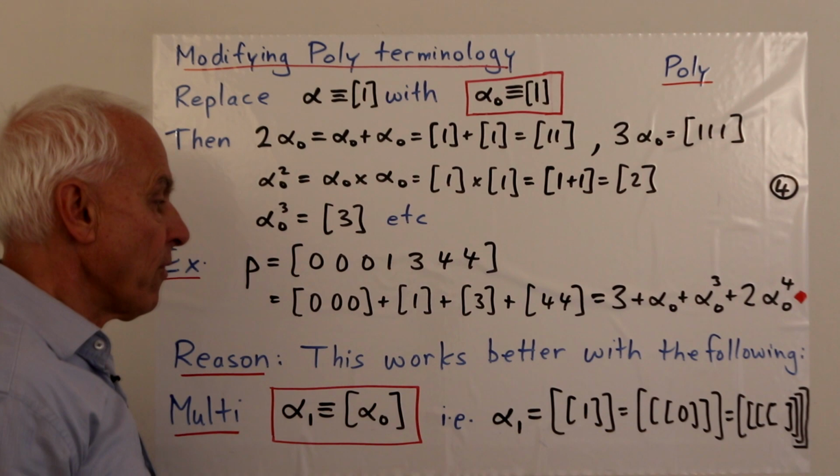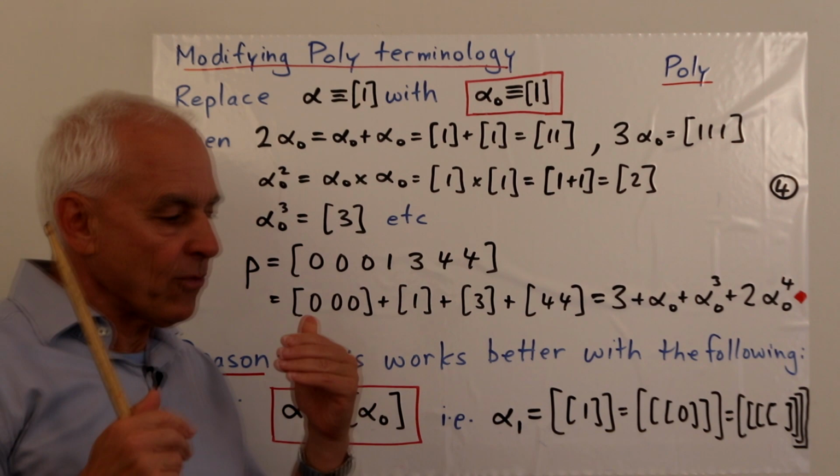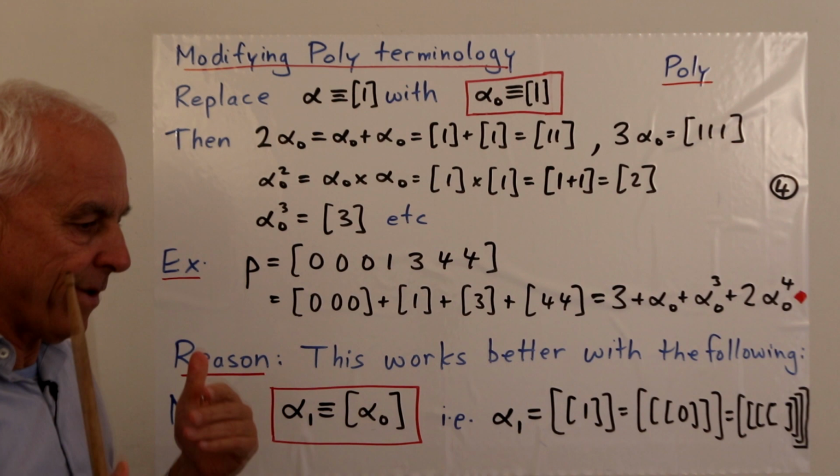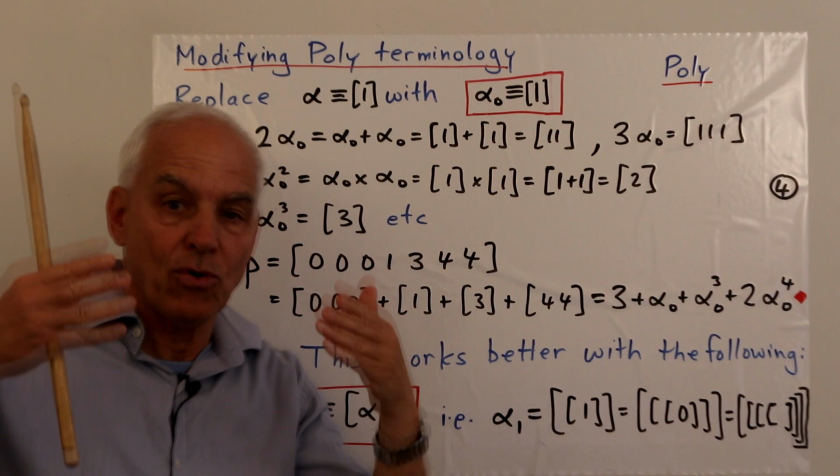Okay, so this works better now because when we go to multi, what we want to do is introduce a new object, which is the previous object, namely alpha 0, put into an mset.